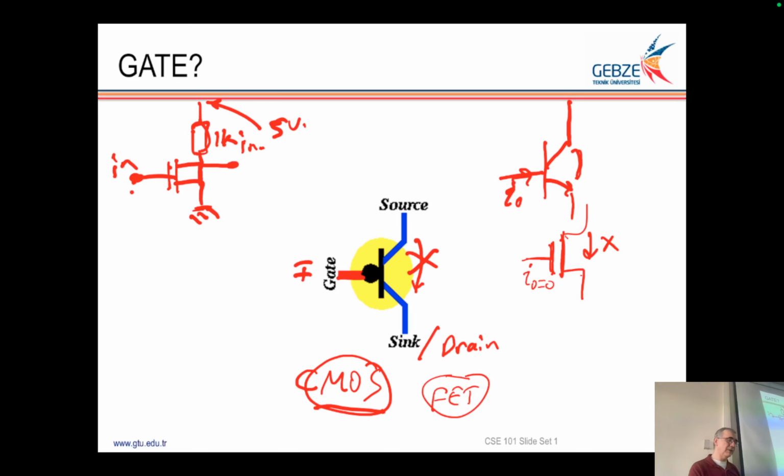If you give 0 from here, 0 volts, then this becomes open. So this output becomes 5 volts because there is no current flowing. And this is open circuit. Do you understand? If you don't understand, let me know.